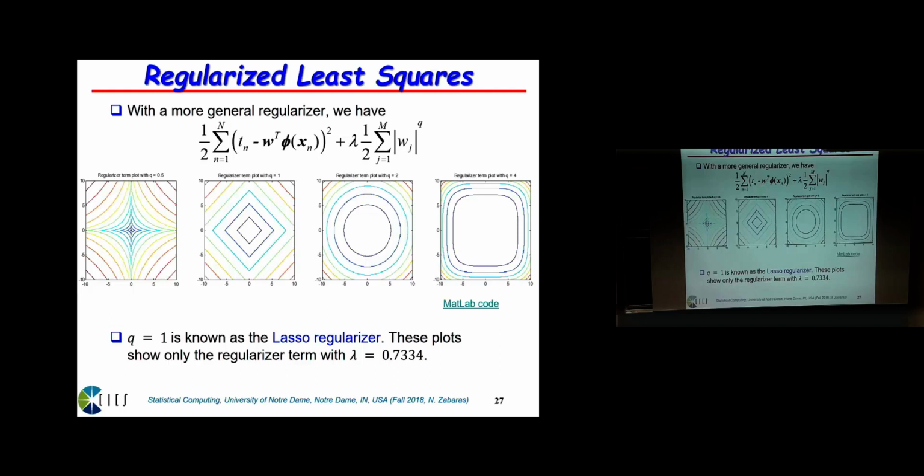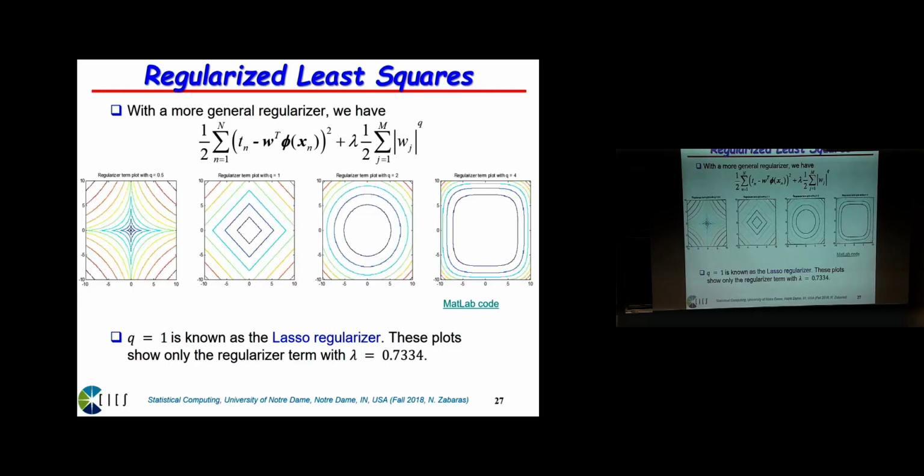So this vector is in m dimensions. I can use any regularizer of this form for any Q. And you see here, I am plotting this term for different Qs. So you can see how it looks for Q equal to 0.5, 1, 2, and 4. For 2, basically, we get the classical thing that we had in the slide before. But what I'm interested to concentrate on is this regularizer for Q equal to 1.